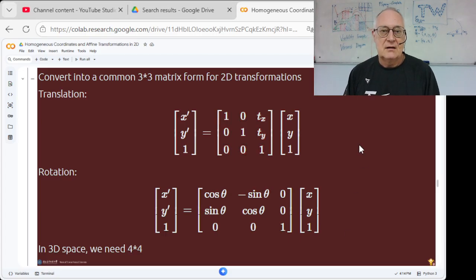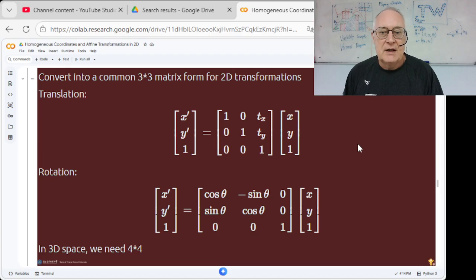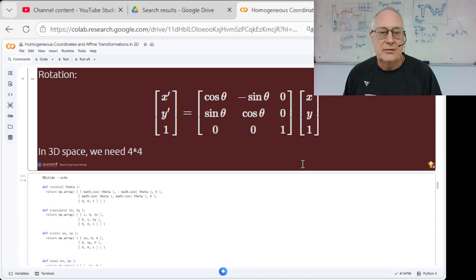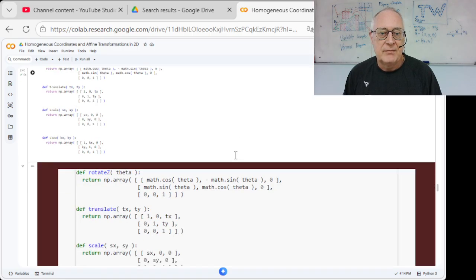One thing that makes the matrix representation nice is that we can now compound them because matrix multiplication is associative. So A times B times C in matrix form is the same as A times B times C. But it's not commutative. So A times B for matrix multiplication is not the same as B times A, so we must be careful of the order of the operations and the matrix multiplications that we're doing.